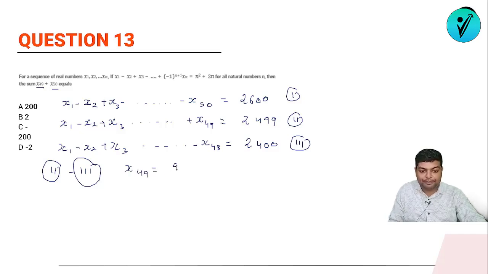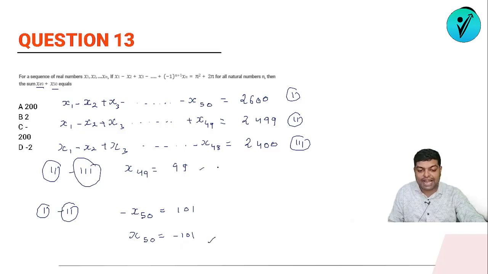So the value of x49 will be 99. Similarly, if I subtract 1 and 2, everything will be cancelled out. Only minus x50 will be left. So minus x50 will be the difference of these two, which is 101. So if x49 is this one and minus x50 is this, we can say that the value of x50 will be minus 101. Simply we have to add this and this. So when you add these two, what will be the answer to the question? It will be minus 2. So for this question, the answer is minus 2.